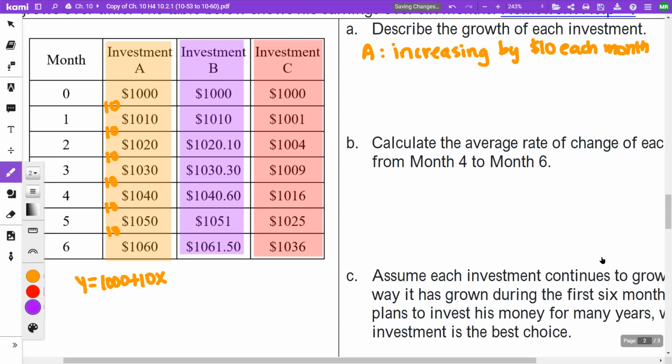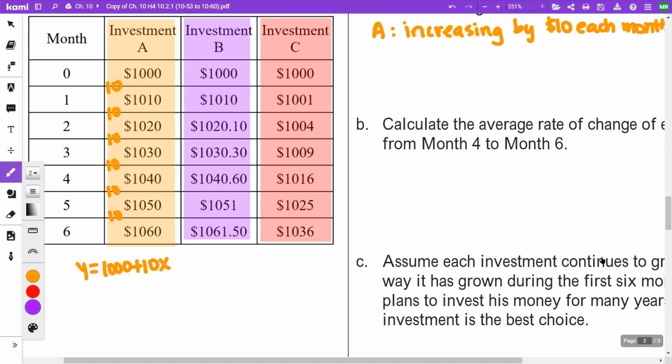On B, we're not adding the same amount each time, so I'm thinking maybe we are multiplying. I am going to take 1,010 and divide it by 1,000. When I do, I get 1.01. If you double check it, we are multiplying by 1.01, by 1.01, and so forth. So that makes this exponential. Y is equal to 1,000 times 1.01 to the power x.